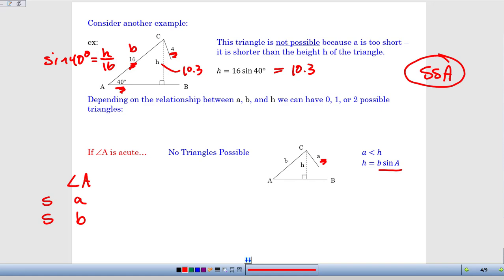So we're going to have to calculate the height of the triangle based on the given information. And again, that height is always going to be found by calculating B times the sine of A. So whatever the length B is that's given to us times the sine of whatever angle A is given to us. And we'll always be given that information in that format, where length B and angle A are the given information.